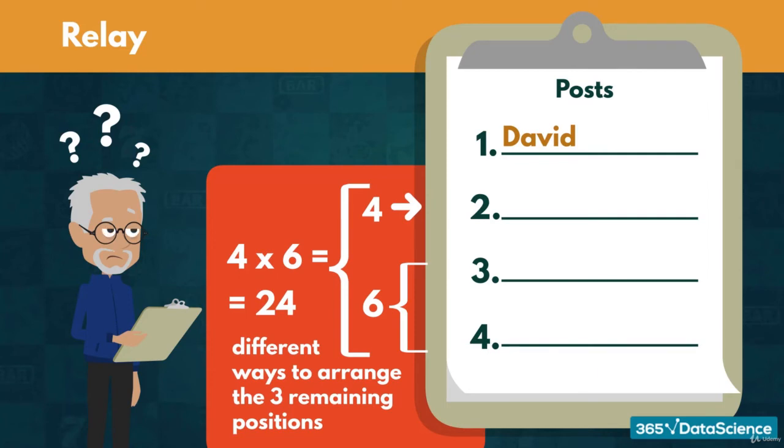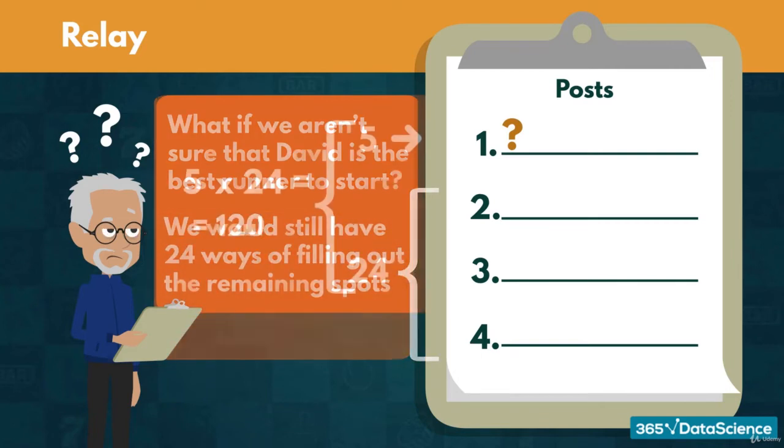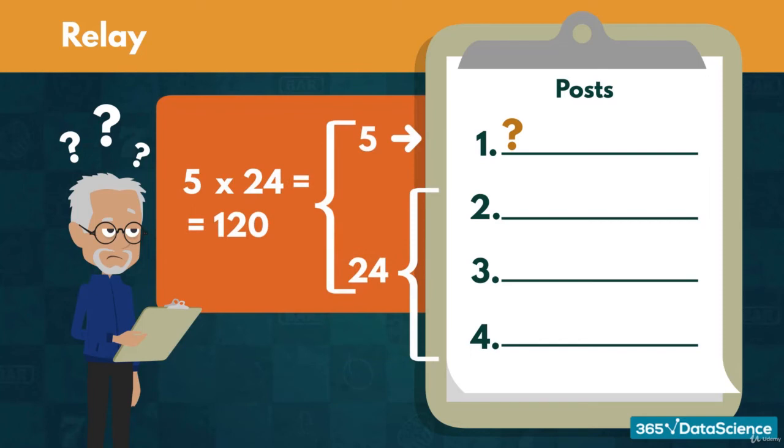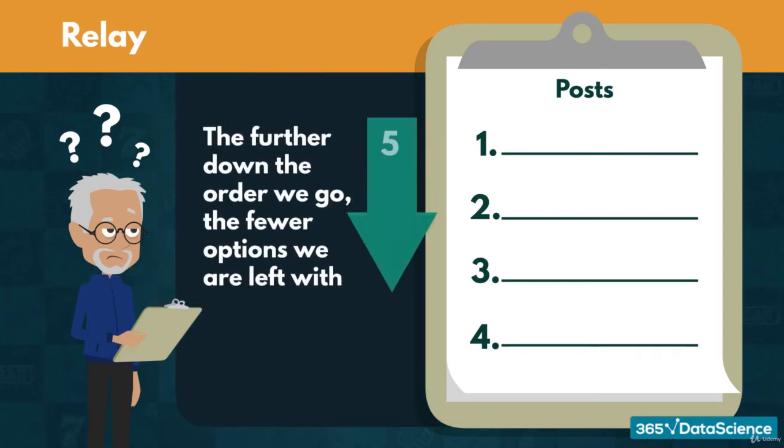David starts. What if we aren't sure that David is the best runner to start? Well, if somebody out of the remaining 4 people started, we would still have 24 ways of filling out the remaining spots on the team. What happens is, the further down the order we go, the fewer options we are left with, since nobody is permitted to run multiple legs.